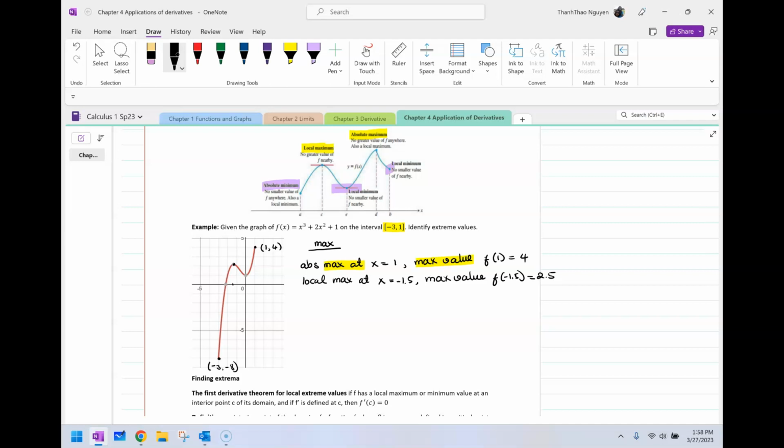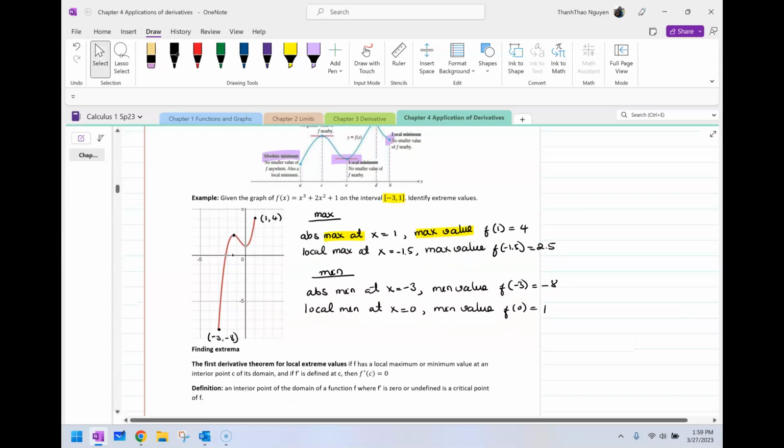We have a local min. So local min at x equals 0, min value f of 0 equals 1. We have the absolute min at x equals negative 3, min value f of negative 3 equals negative 8.